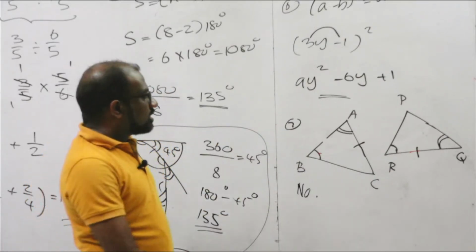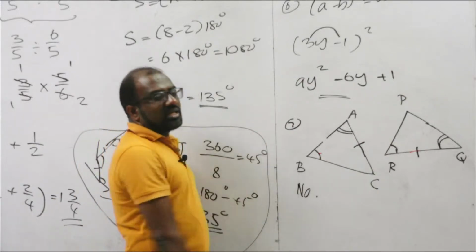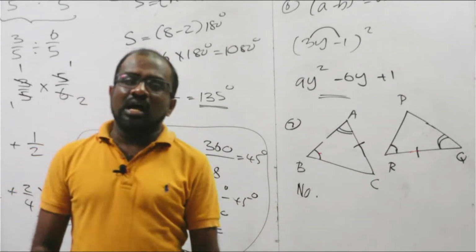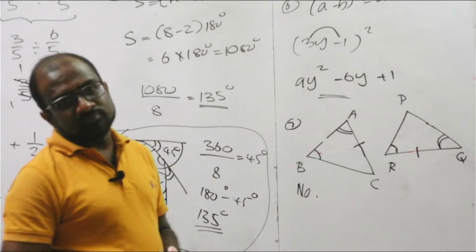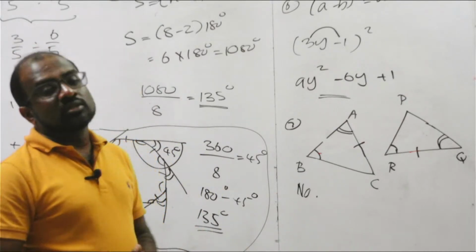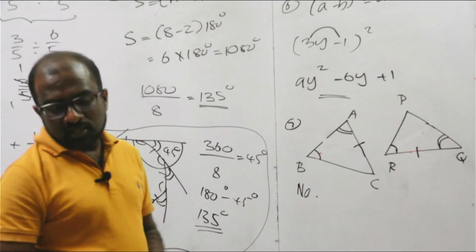The answer is they are not congruent. Reason එක ලියන්න පුතේ, equal sides are not corresponding sides. That's the answer of that question.